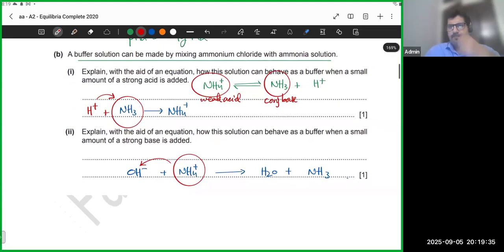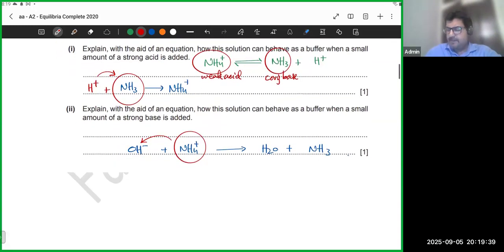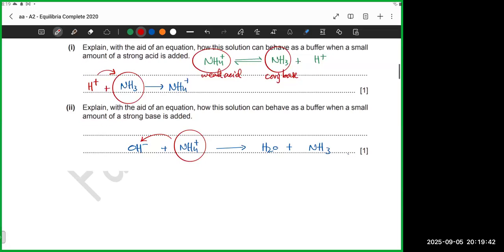Okay, is this clear? Ibrahim, Isaac, is this clear? Is that clear? Minal? Yes.